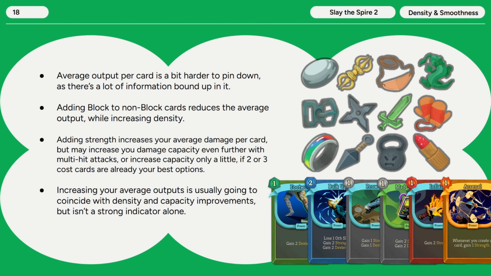Because if we were to add a card to our deck like a footwork or like an inflame or like a prowess to improve our strength in our decks via a power, we're decreasing our density to do that. We're adding a power to the deck, which means we're decreasing the attack density and we're decreasing the block density.